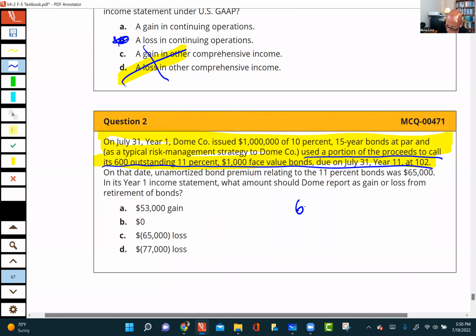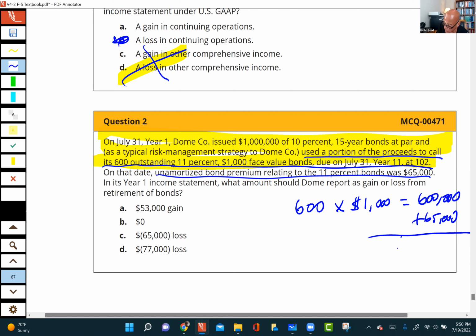And if it's 600 bonds and they have a face value of what? $1,000 each. That means that the face amount of this debt is what? 600,000. And they tell me right in the question that it had a premium of what? 65,000. So I know I have to add in that premium, don't I? Okay, so I bring that in. So the carrying value of these bonds was 665,000.